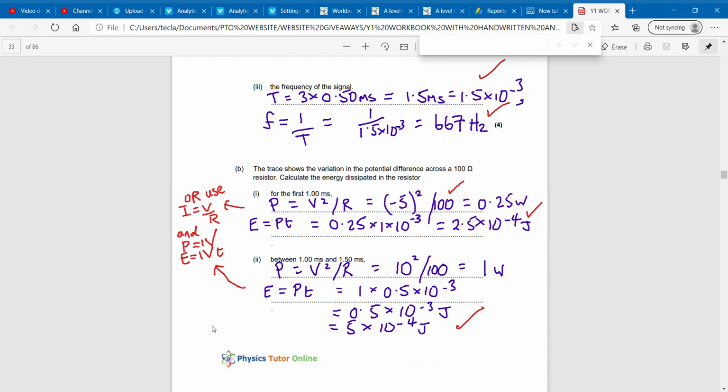Can use, instead of V squared over R, you can use I equals V over R, and then P equals IV. Essentially it's the same thing, but just with 2 steps involved.